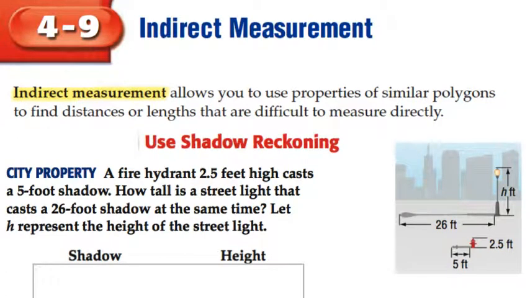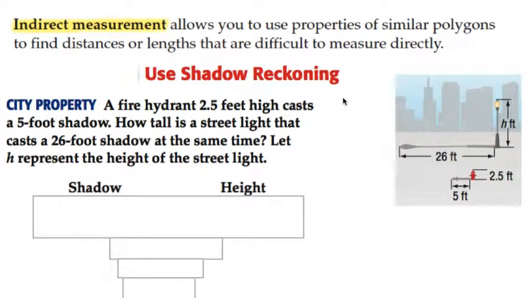Well, welcome back. This should be a fairly short video lesson here on indirect measurement. Indirect measurement allows us to use properties of similar polygons that we've been talking about to find distances or lengths or different things that we're looking for that might be too difficult to measure directly.